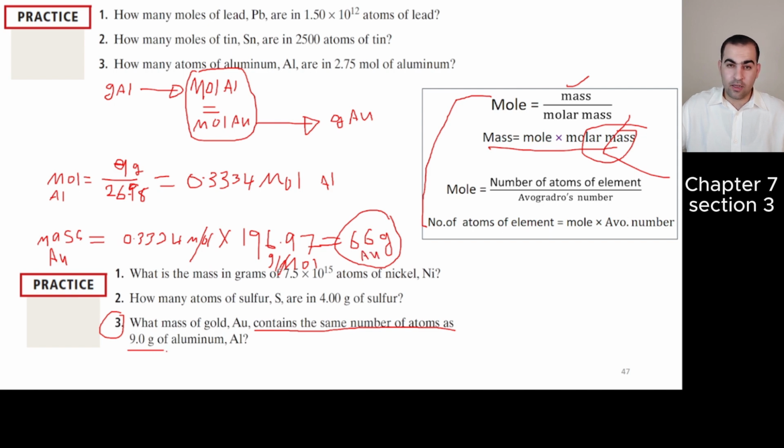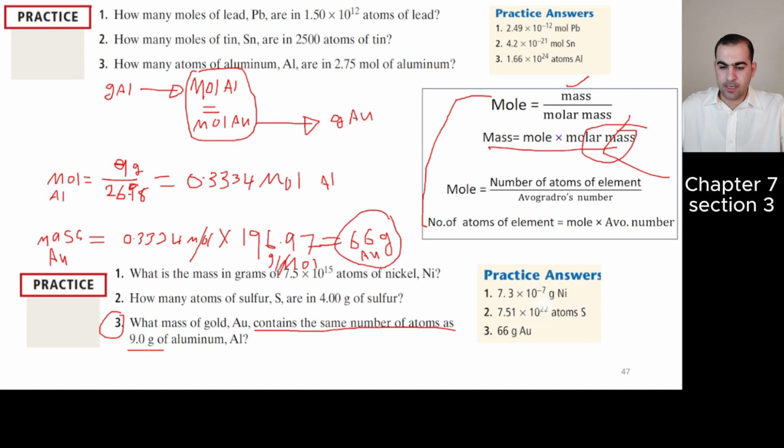So 9 gram of aluminium equals to 66 gram of gold in the same number of atoms. So there are how many gram of gold in 0.33 mole of gold? We have 66 gram of gold. That's it. Guys, they're easy. We just use the steps that we have done in previous problems. Okay? Yeah, 66.